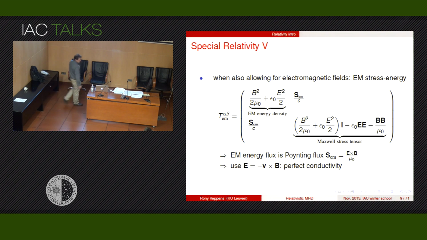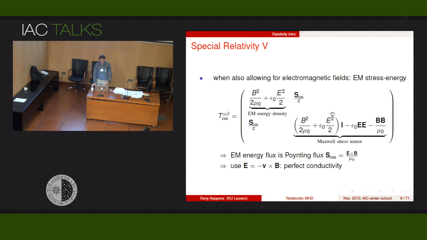Now, for electromagnetic fields, I think it shouldn't come as a surprise that the electromagnetic stress energy can be quantified similarly, because in the temporal part I just need an energy density. I know the electromagnetic energy density: it's B squared over 2 mu plus epsilon E squared over 2. This is a vacuum type expression for magnetic and electric field energies. I also know energy fluxes, that's the Poynting flux, E cross B over mu. So I have the off-diagonal expressions.